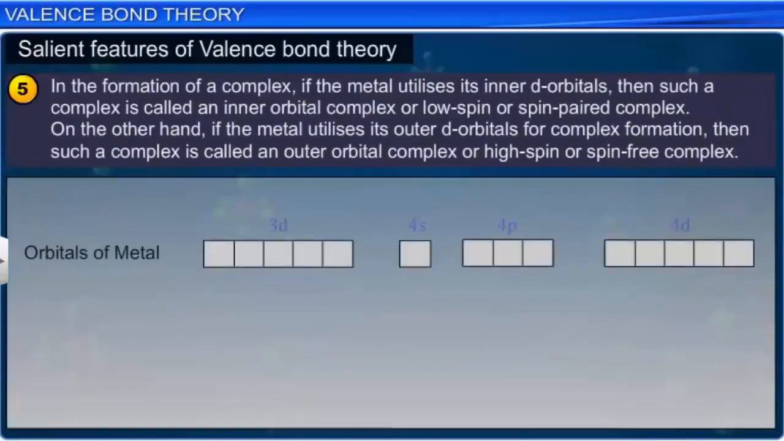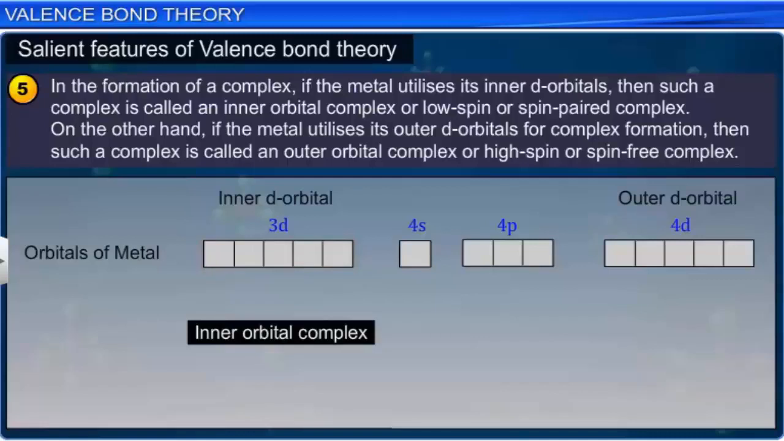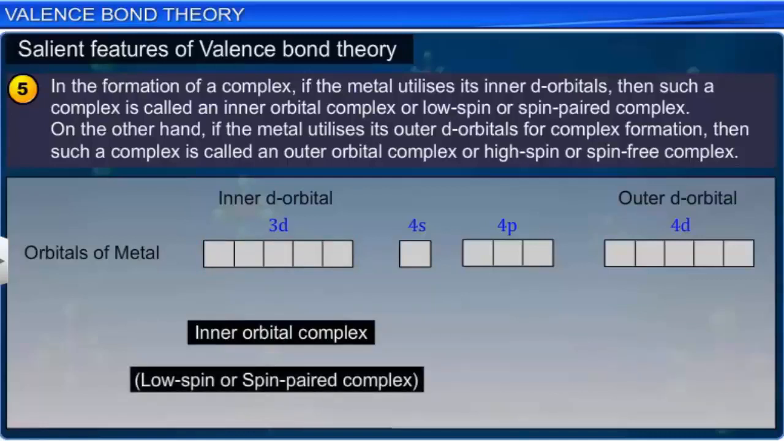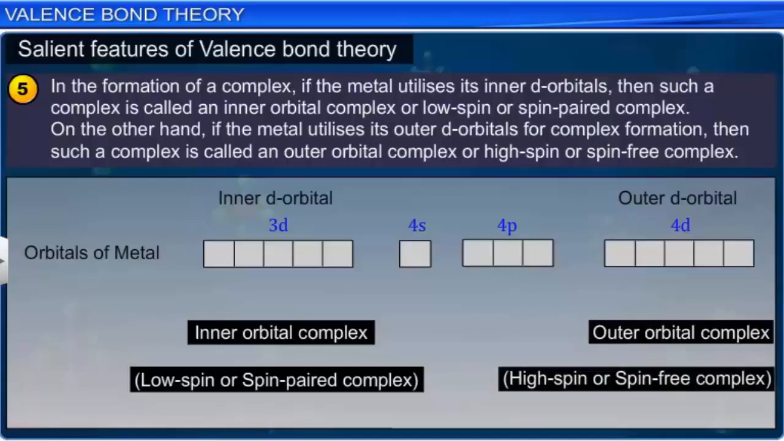In the formation of a complex, if the metal utilizes its inner d orbitals, then such a complex is called an inner orbital complex or low spin or spin-paired complex. On the other hand, if the metal utilizes its outer orbitals for complex formation, then such a complex is called an outer orbital complex or high spin or spin-free complex.